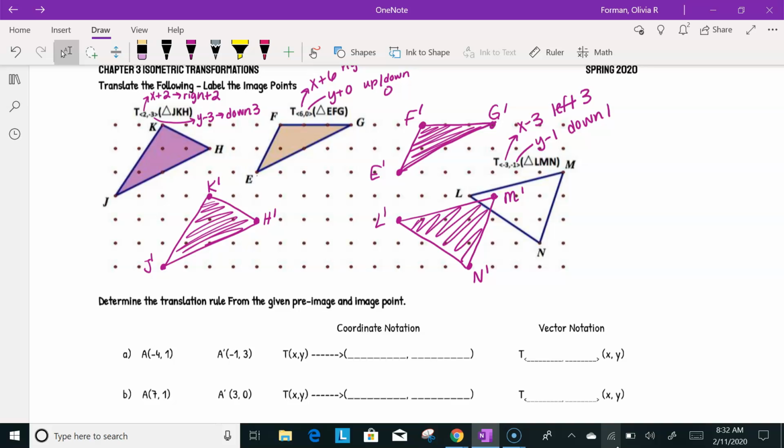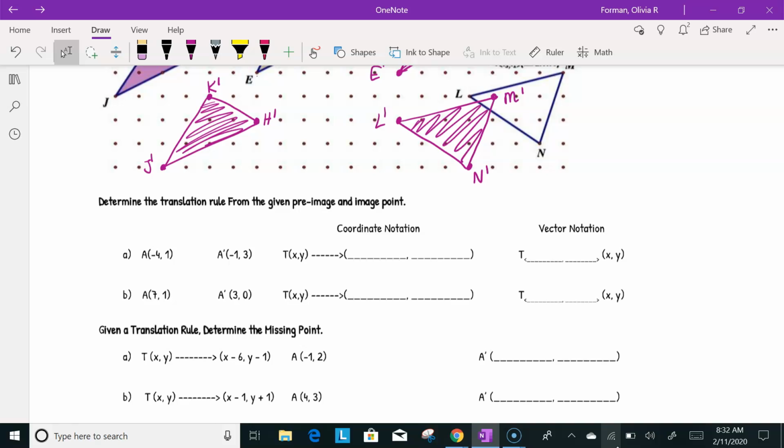Okay, the last part is all about using coordinate rules and how they relate. So it says determine the translation rule from the given pre-image and the image point. So if I give you a pre-image and I give you an image point, how can I write the coordinate rule? So what you want to do is look at your ordered pairs. For my x's, I went from a -4 to a -1. So how did I do that? I added 3. That tells me that my coordinate rule is going to be taking the x value and I'm going to add 3 to it.